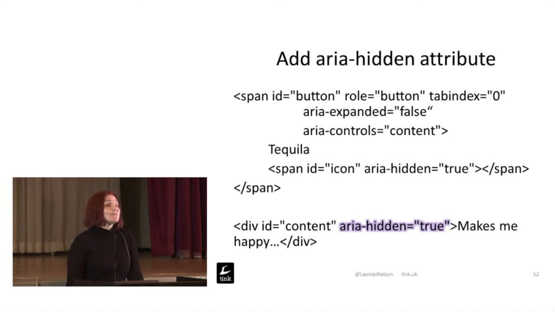We're going to use the same attribute on the div containing the content. In this case, we're going to set it to true initially, because when the widget's collapsed, we don't want assistive technologies to be aware that that content exists. As soon as the widget is opened, then we change the attribute value to false, and that content's re-injected back into the accessibility tree, and it becomes available to screen readers again.